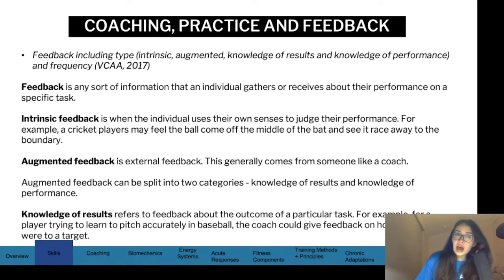So we've got a few types of feedback. Feedback's any sort of information that an individual gathers or receives about their performance on a specific task. Intrinsic is when the individual uses their own senses to judge their performance. For example, a cricket player may feel the ball come off the middle of the bat and see it race away to the boundary. It's like when you drive a ball in golf and you feel the noise it makes, and it's a really satisfying noise and you know that you've done well. This is intrinsic. It's often proprioceptive too.